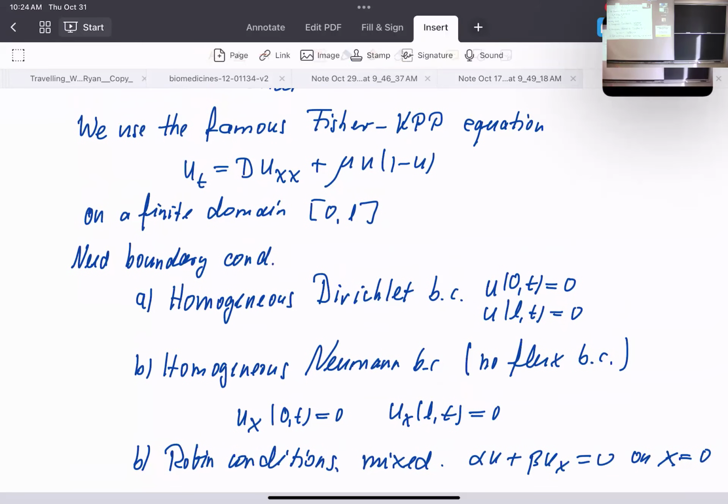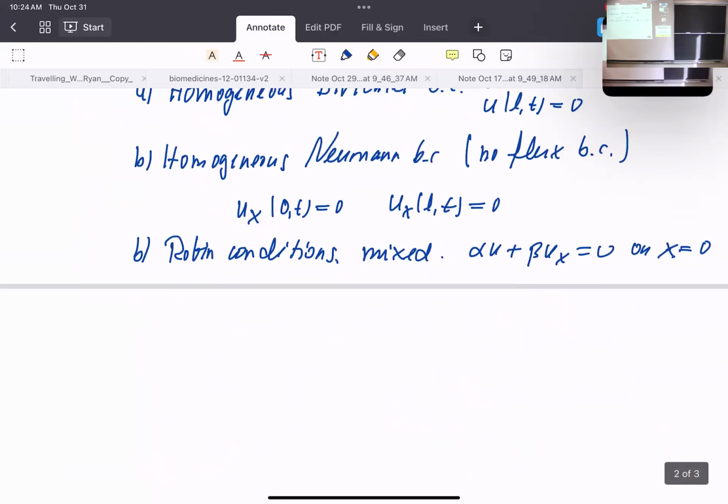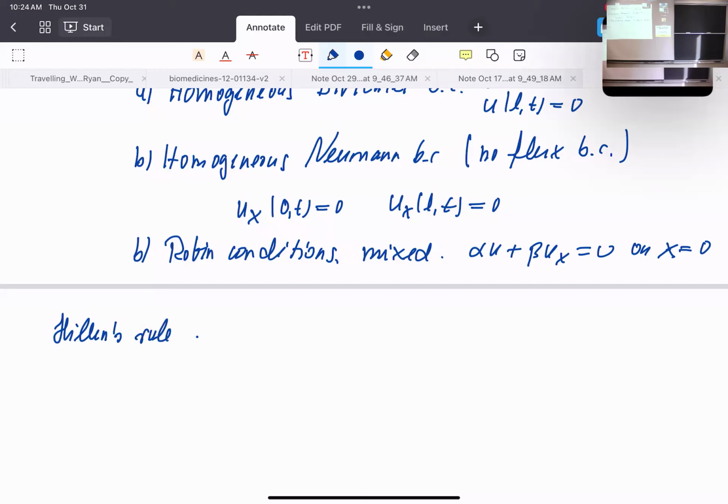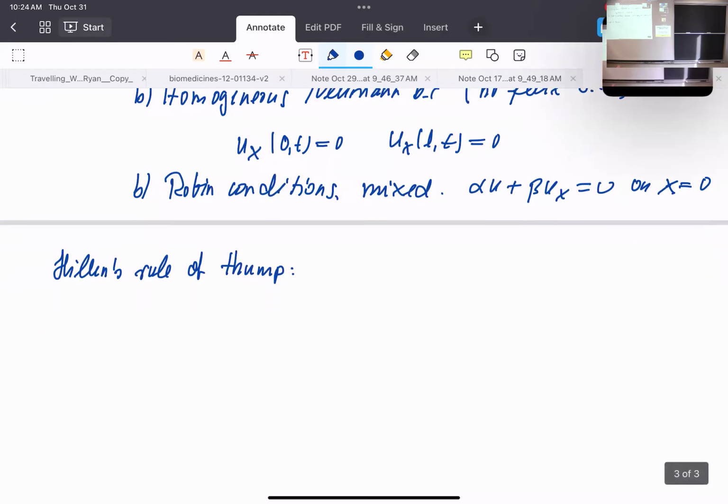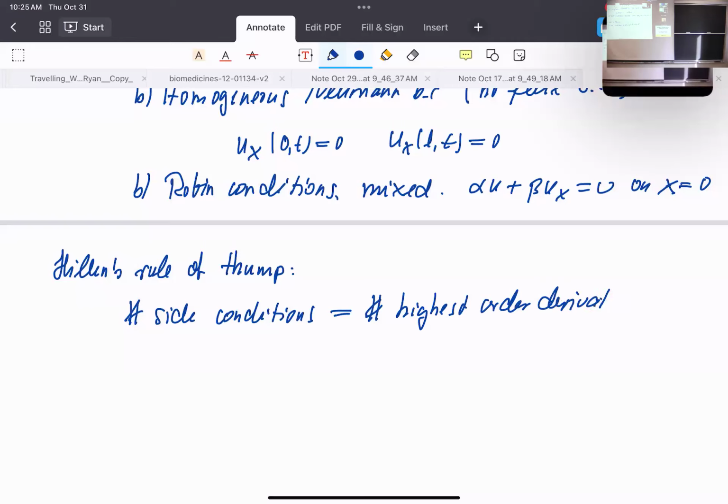Talking about boundary conditions is actually sometimes confusing for people, so I developed my own rule of thumb. I call it the Hillen's rule of thumb, which is never spelled out in any book, but I find it useful. Hillen's rule of thumb says that the number of side conditions you need is equal to the number of highest order derivatives you have. This is what you need to get a well-defined PDE or a well-defined problem.